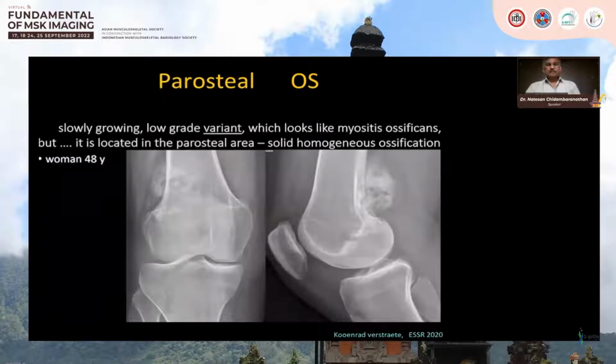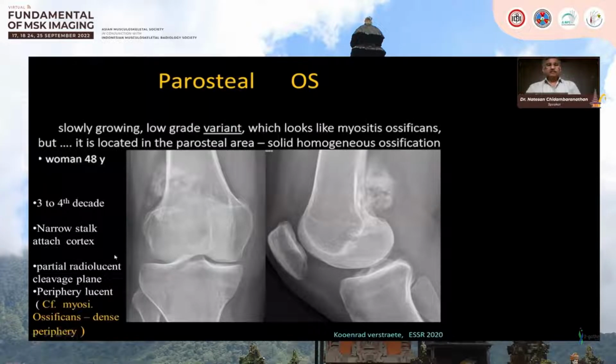Another, as all of you know, is parosteal osteosarcoma, a very low-grade variant that occurs in a slightly older age group, which looks like myositis ossificans. On imaging, this is a 48-year-old person having a lesion typically along the periosteal lining with a narrow stalk appearance, with radiolucent areas seen between the periosteum and the mass, often mistaken as myositis ossificans. Myositis ossificans usually has a dense periphery, whereas parosteal osteosarcoma will have a very lucent periphery. With this finding, we can easily make the diagnosis of parosteal osteosarcoma.